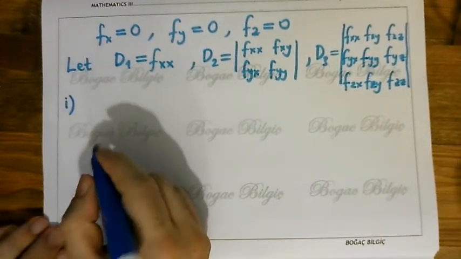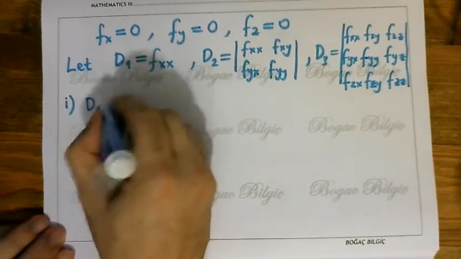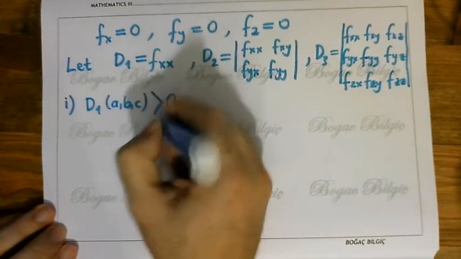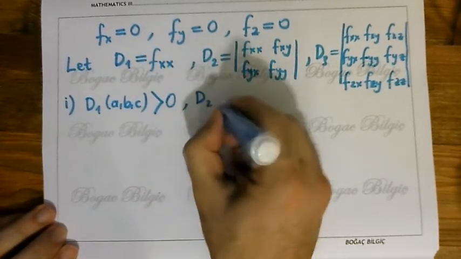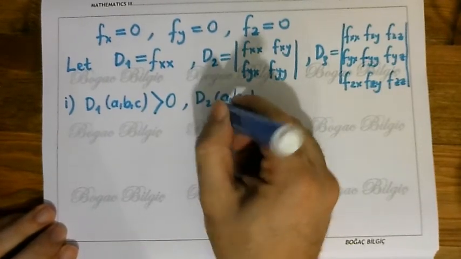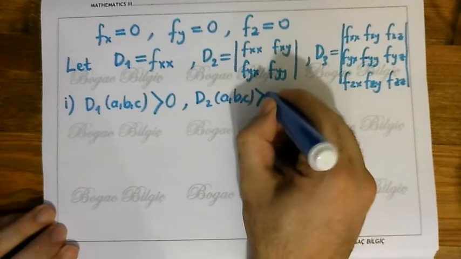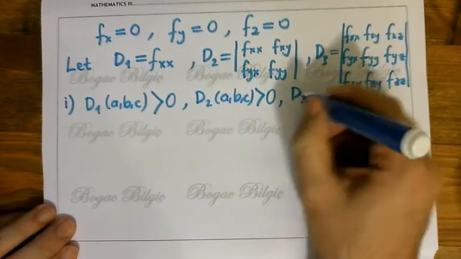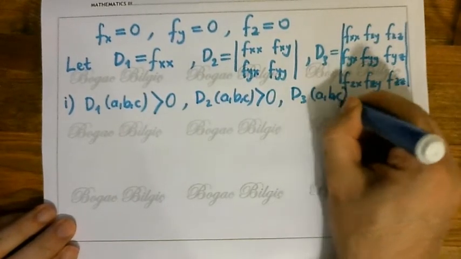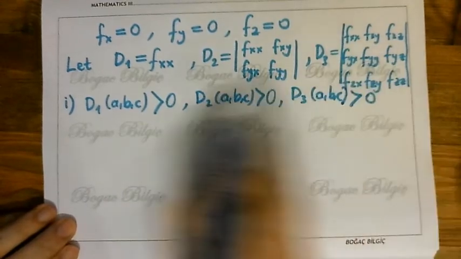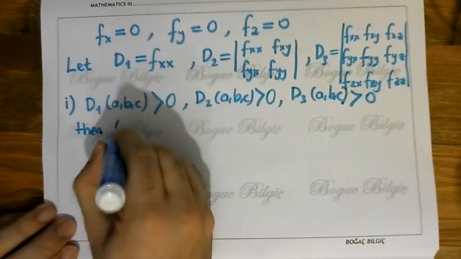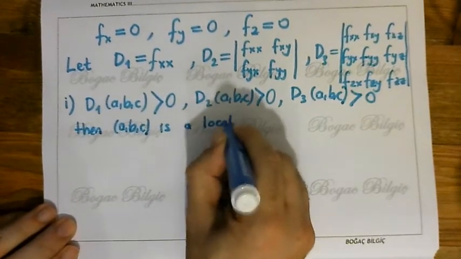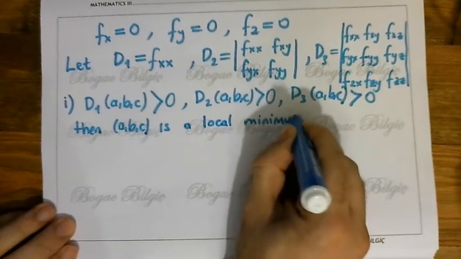Condition 1. D1 at the point (a,b,c) is bigger than 0, D2 at the point (a,b,c) is bigger than 0, D3 at the point (a,b,c) is bigger than 0, then the point (a,b,c) is a local minimum point.